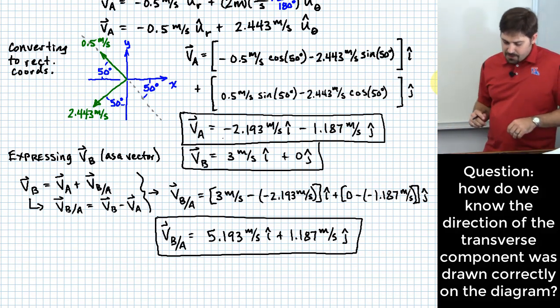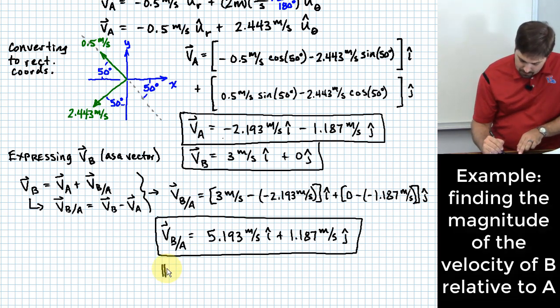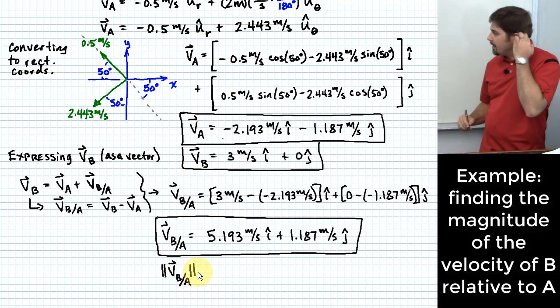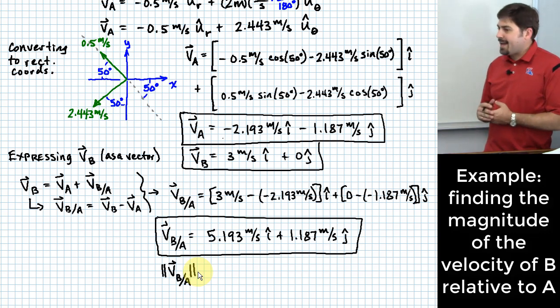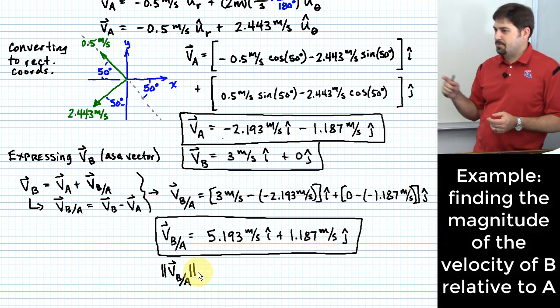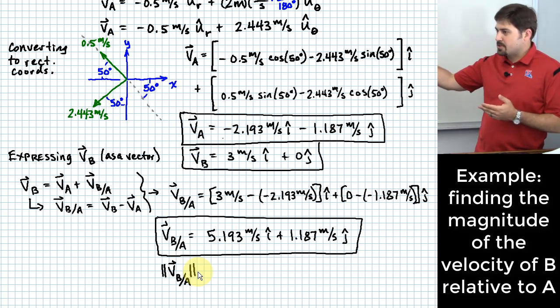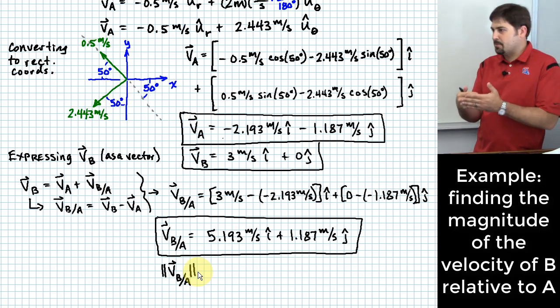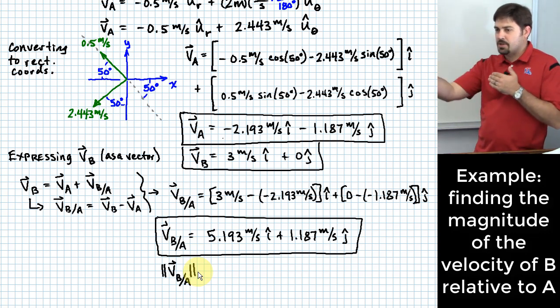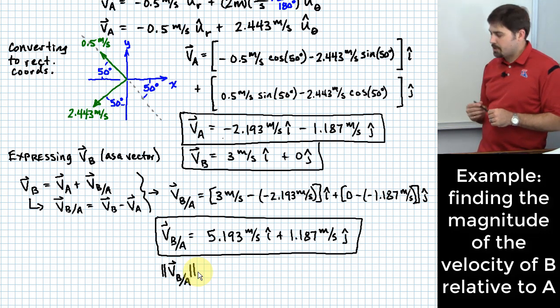All right, so that's our first one. Are you curious about the magnitude of this vector? I would be, because if you were riding, for instance, on A, and you wanted to know how fast it looked like B was moving away or towards you, then you would want to take the magnitude of this vector, because that would be what you would actually observe as far as the speed at which that body was moving, either away from you or towards you.